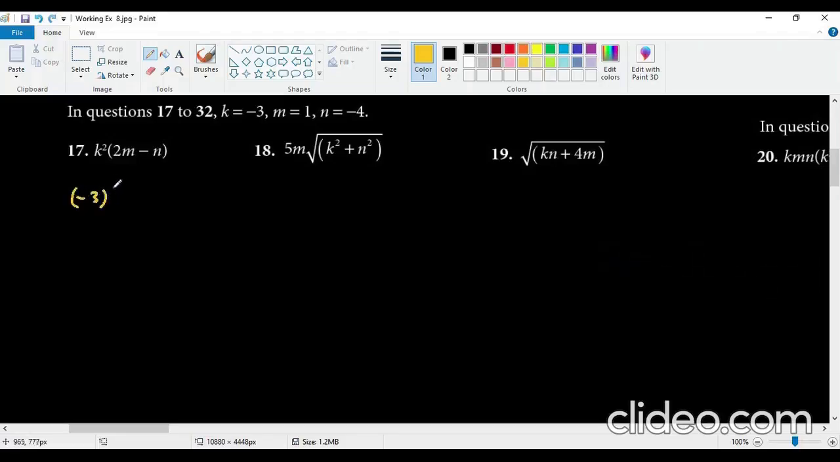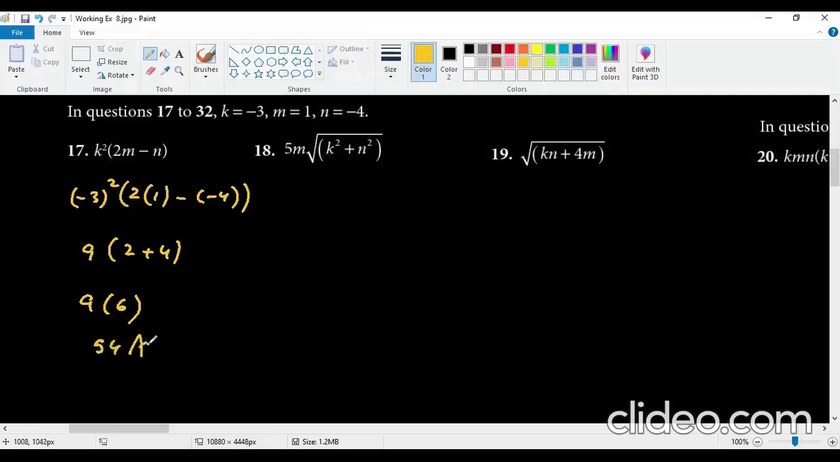So k square equals negative 3 square, and in the bracket you have 2 times 1 minus n, which is minus negative 4, something like this. Now this will give you 9, and 2 plus 4 is going to give you a 6. That means 9 times 6 is going to be 54 as an answer.